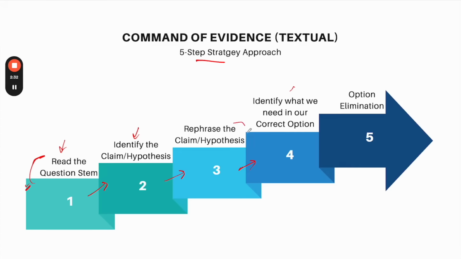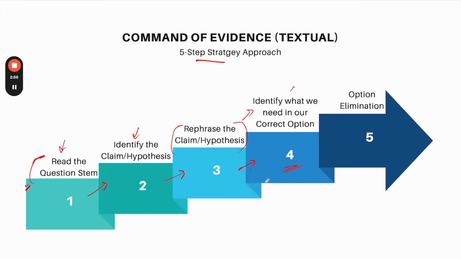Now you know what the claim or hypothesis is. As per the question stem, if you're supposed to support it, what is it that your correct option should state in order to pick that up as your right answer? Remember, till this step, you've still not gone ahead and read your options, right? So you have to have an understanding as to what the correct option should ideally state for you to pick it up as your right option.